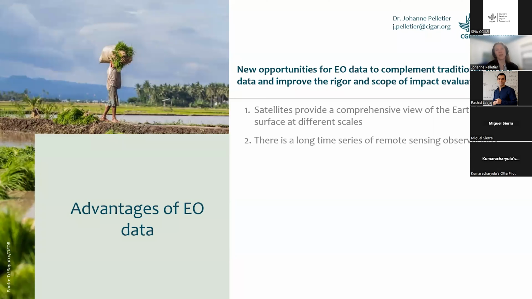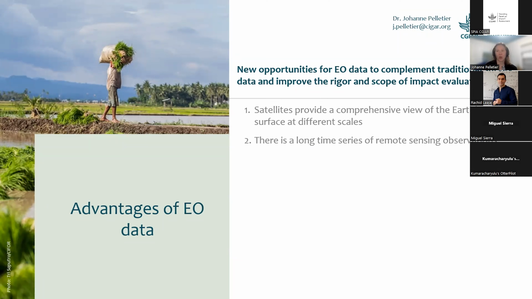So why are we so interested in using Earth observation data? What's the advantage compared to traditional methods? There's definitely a new opportunity that comes with Earth observation data to complement what's already done with traditional surveys, and in a way that could improve the rigor and scope of impact evaluation.